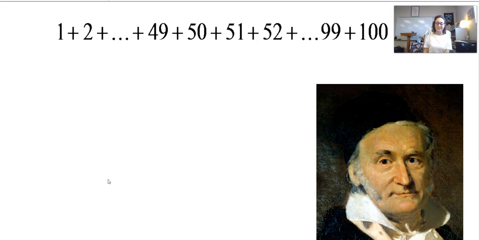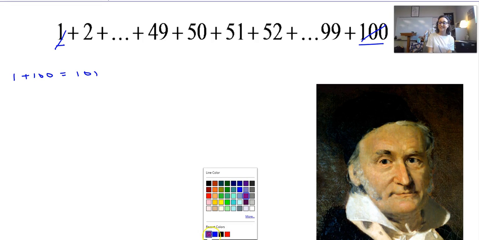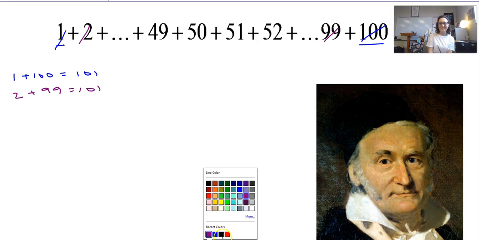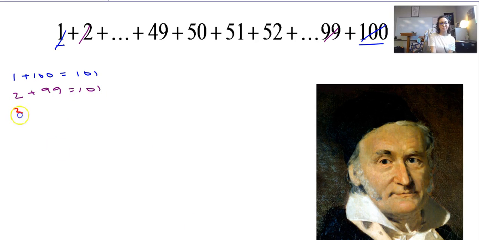All right, so here's what little Frederick Gauss did. He took 1 plus 100, and he said, well, that is 101. So I'm done with those. And then he started working his way in. So next he took 2 plus 99, and he said, well, that's 101 as well, right? The next pair would be 3 plus 98, and that's going to be, whoa, 101.